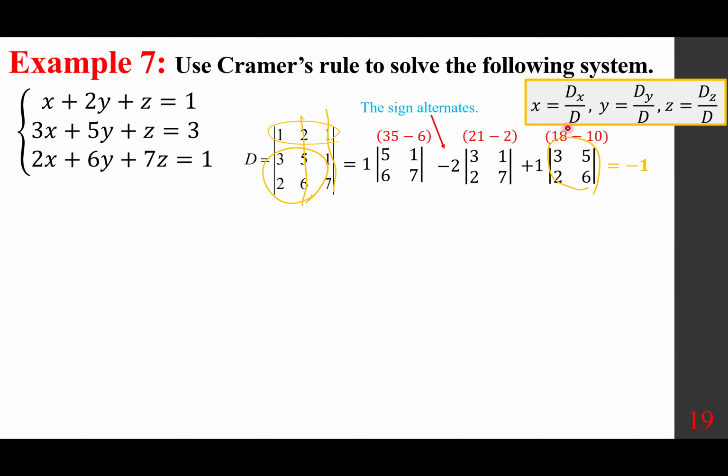Now to go to d sub x, the first column will change to this.